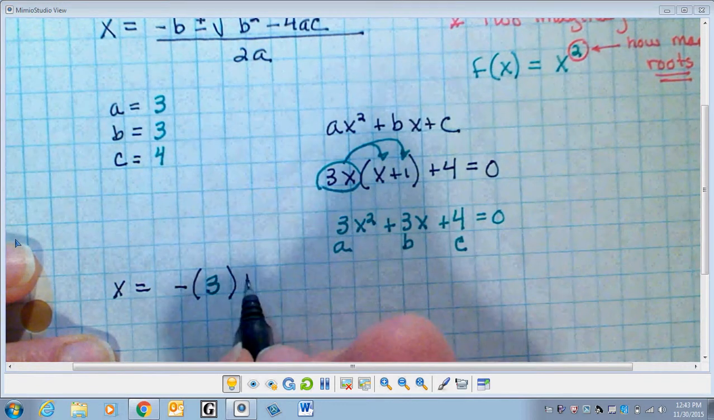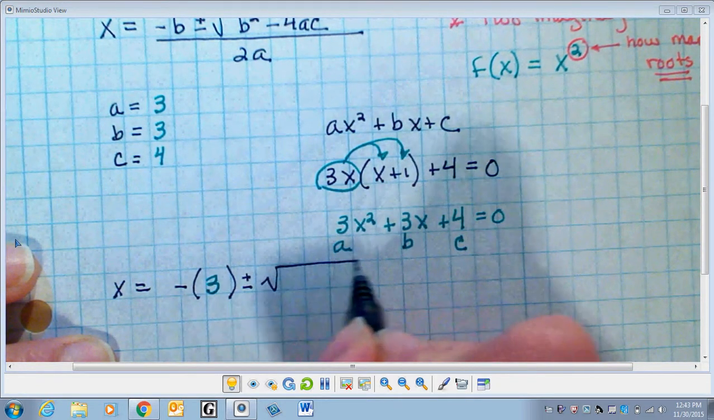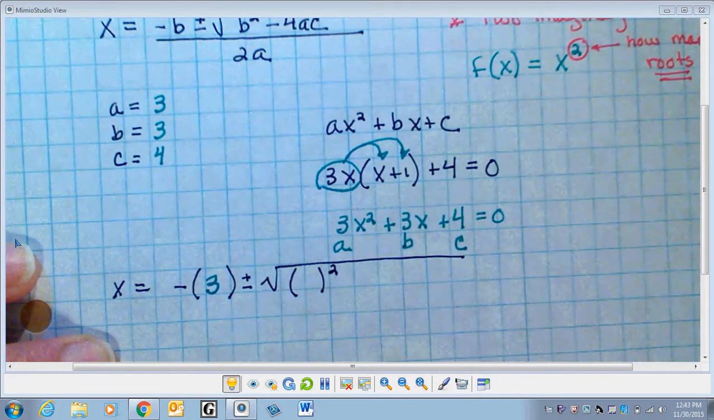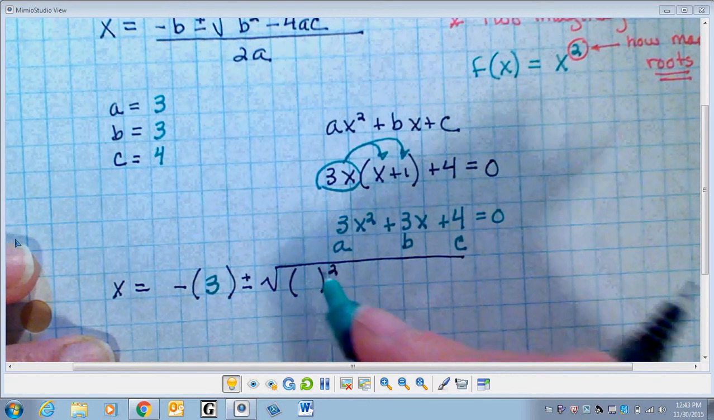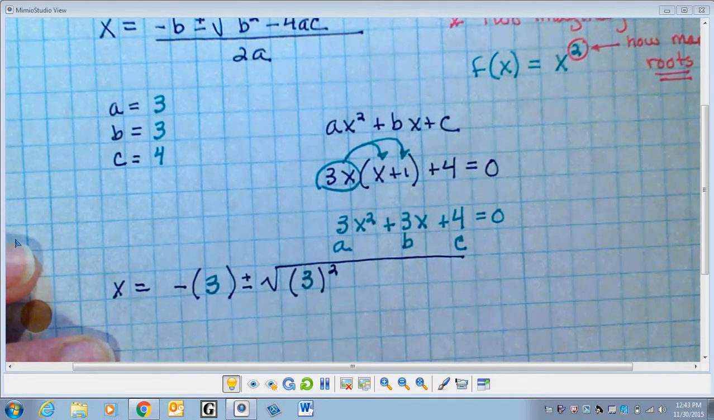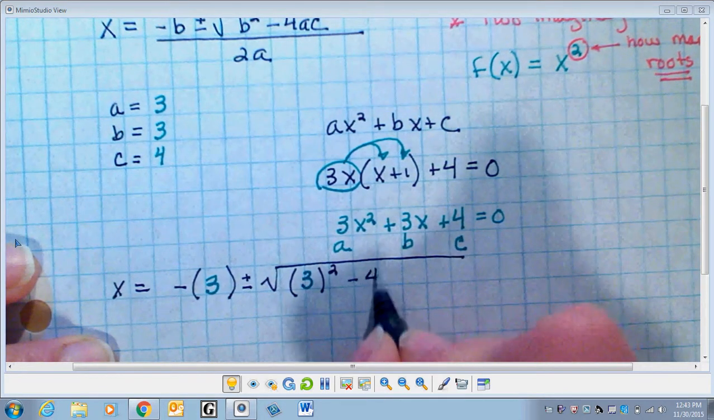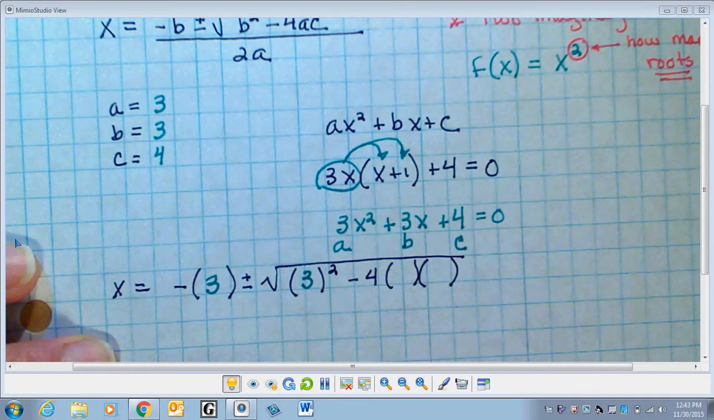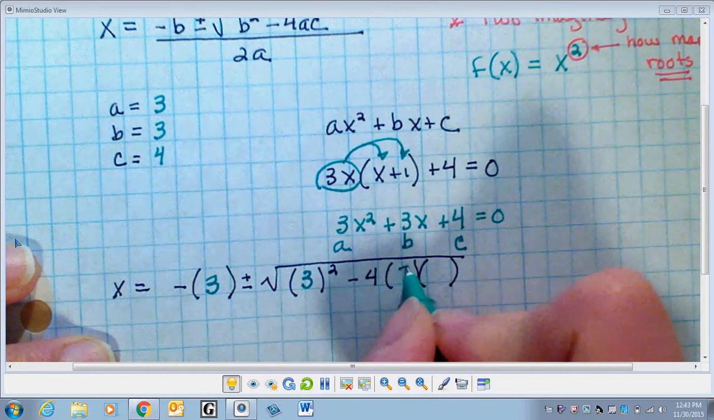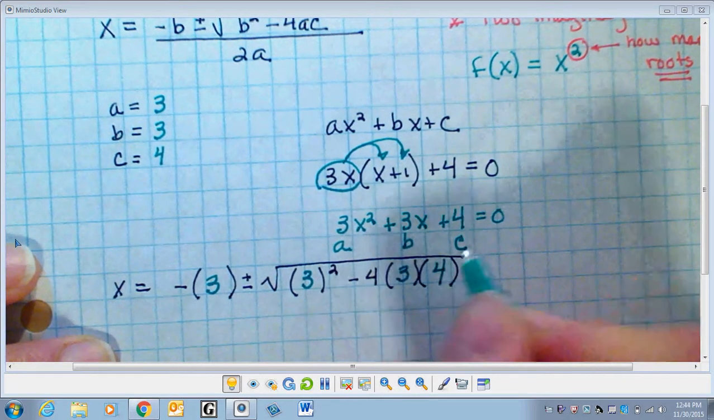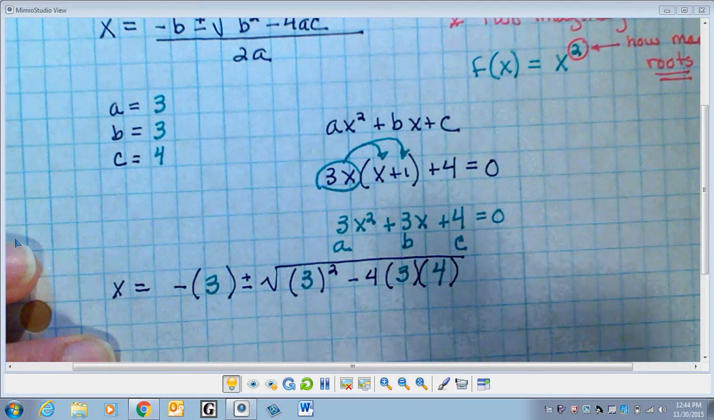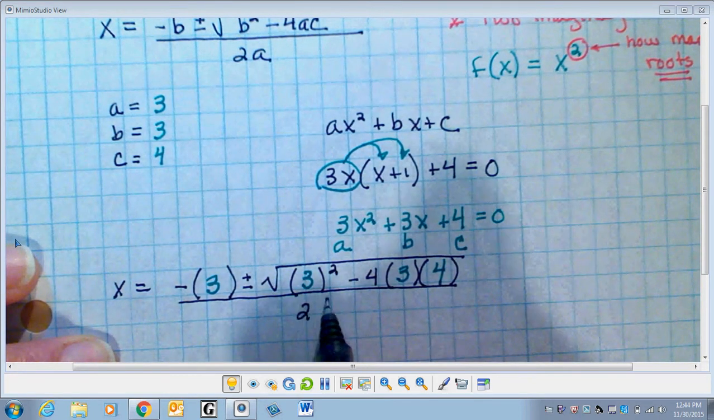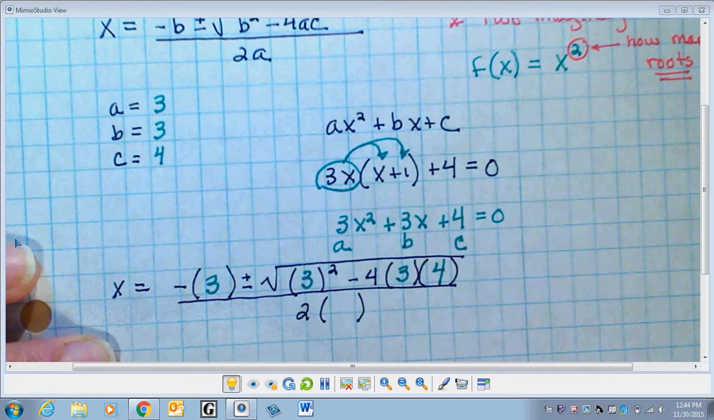Plus or minus the square root. Notice what I'm substituting in. I'm putting in parentheses. I'm doing that very, very intentionally. B is 3, minus 4ac. What is my a? My a is 3 and my c is 4. And that's all divided by 2 times my a, and my a is 3.